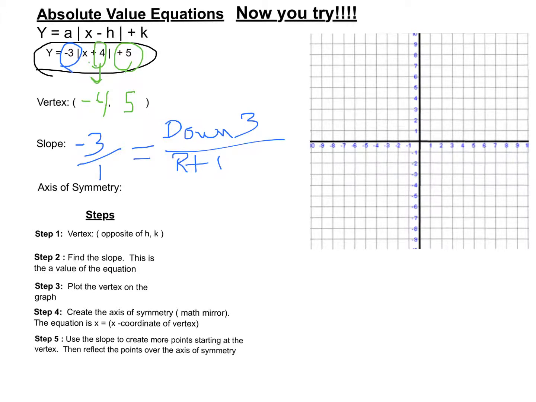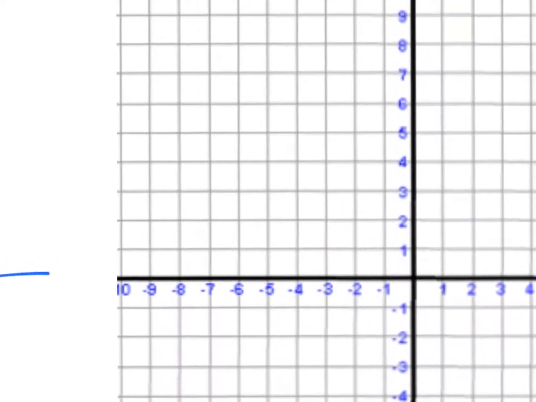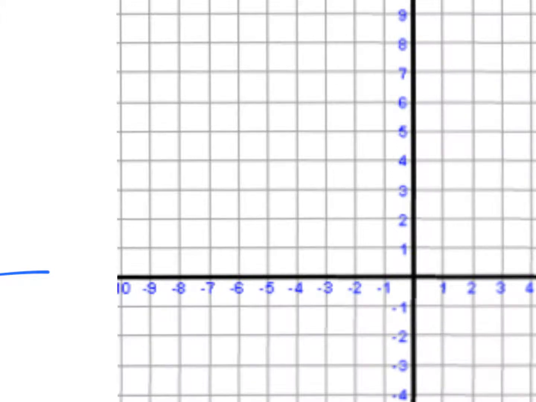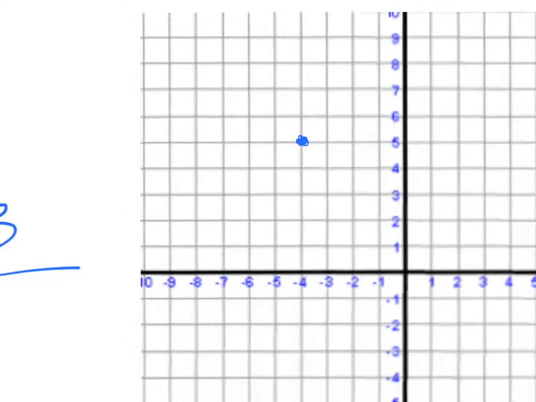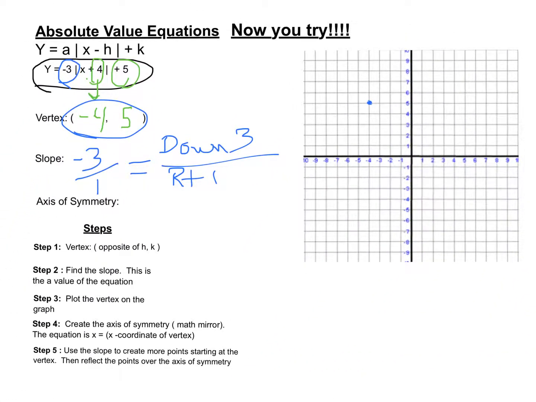Alright, so let's start off. Let's plot our vertex. Our vertex was negative 4, 5. So let's go to negative 4, positive 5, which is going to be right here. So negative 4, 5, like so. Now, remember our next step, we now have to figure out what the axis of symmetry was.